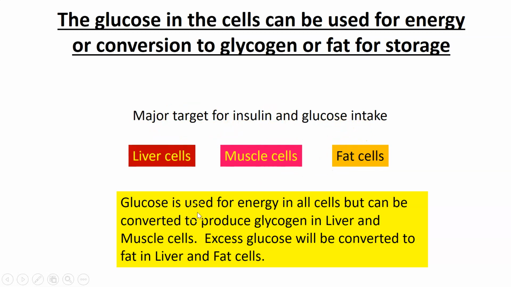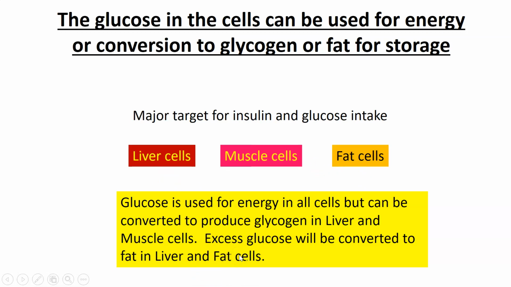Glucose is then used for energy in all cells. So brain cells, heart cells, liver cells, skin cells all require glucose for a quick supply of energy. But in liver cells, muscle cells and fat cells, glucose can be converted into other storage substances for energy. Glucose can be converted to glycogen in the liver and muscle cells. If there's excessive amounts of glucose, it will be converted to glycogen in the liver cells and muscle cells, but also converted to fat in liver cells and fat cells.